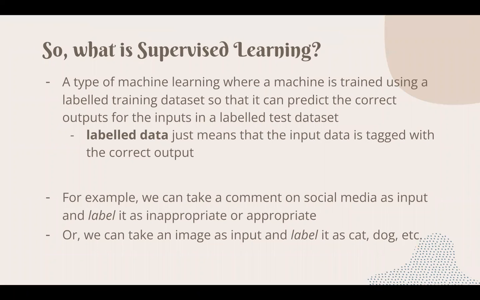Some examples are when we take comments on social media as our input, and we can label them as appropriate or inappropriate. Or we can take an image as input and label it as a cat or a dog. This goes back to the image classification that I was talking about before.